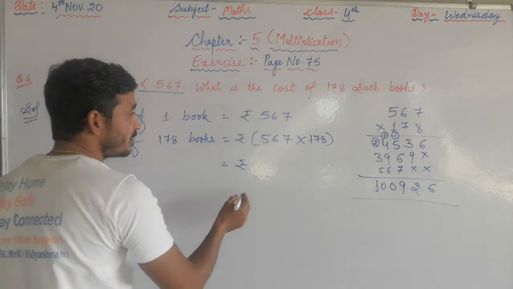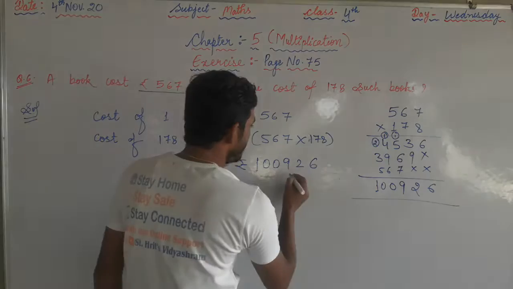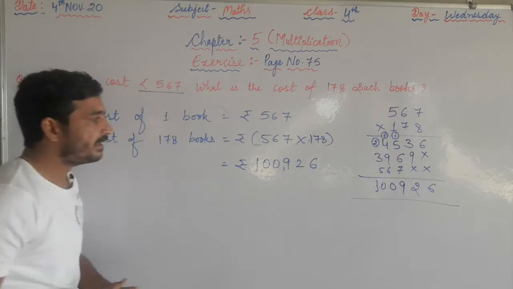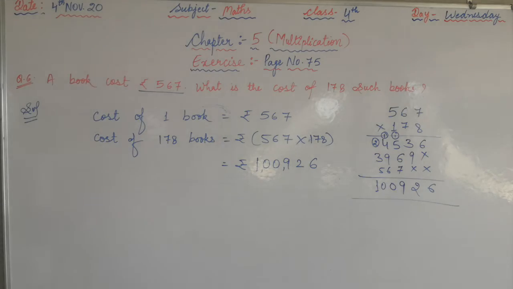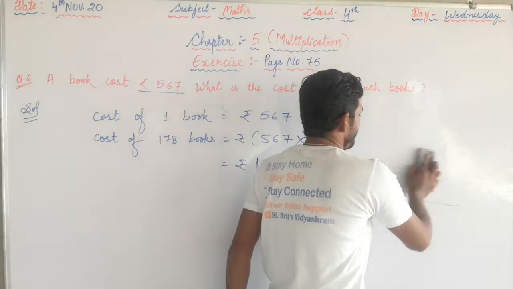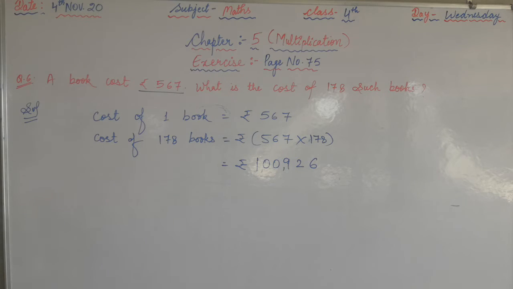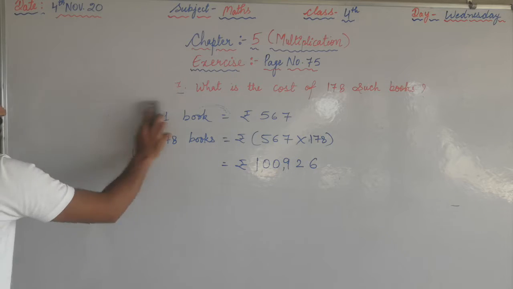Okay, now this is the result. 100,926, means 1,00,926 is the cost of 178 such books. Like this you have to solve the question. Now see question number 7.